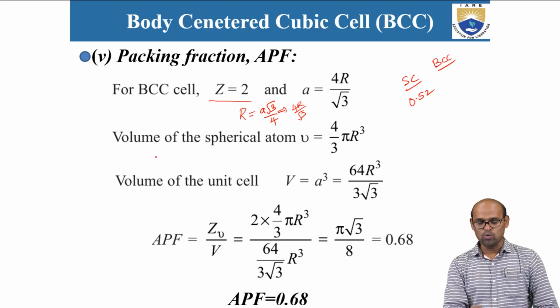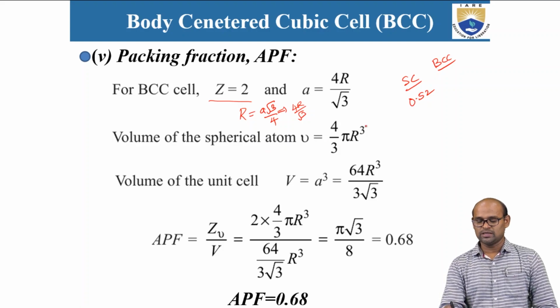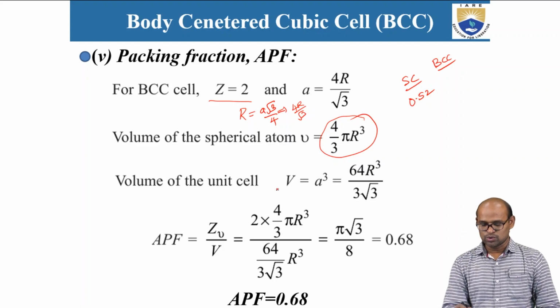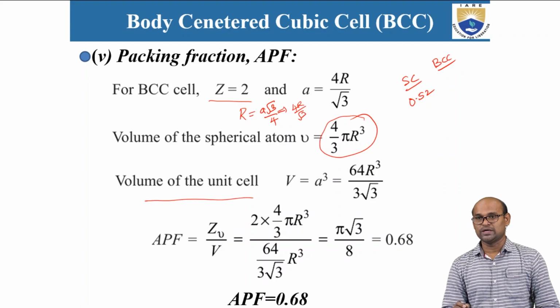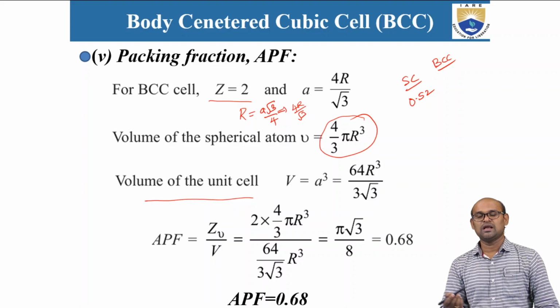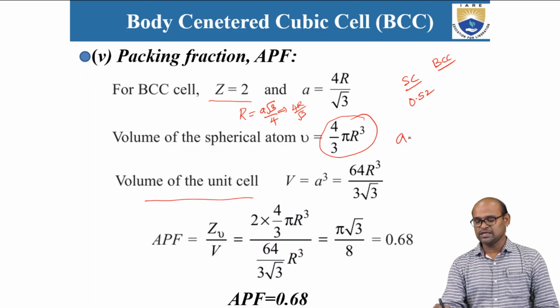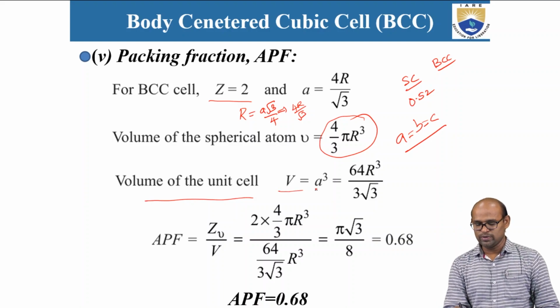Now the volume of the spherical atom. We are taking all the atoms to be spherical in shape, so the volume of the atom is 4 by 3 pi r cube, right? The volume of the unit cell can be for a simple cubic unit cell or a body centered cubic unit cell. The volume is the same because for a cubic unit cell, A is equal to B is equal to C. So the volume is A cube.